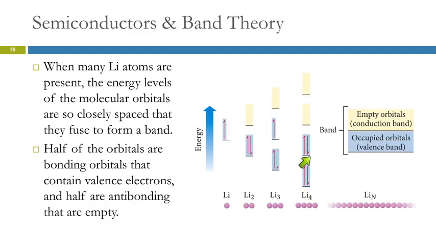These are going to get closer and closer together. As we get to a large number, like a mole of lithium atoms, we have empty orbitals, the anti-bonding orbitals, and the occupied orbitals are lower in energy, but there's almost no difference between them. Notice that as we go from 1 to 2 to 3 to 4, the electrons always fit in the bonding orbitals. They don't have to go into the anti-bonding orbitals, so the anti-bonding orbitals are empty. This is called the conduction band, and this is called the valence band, because that's where the valence electrons are.